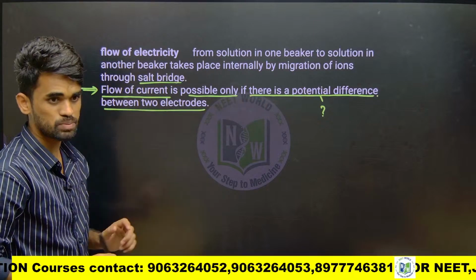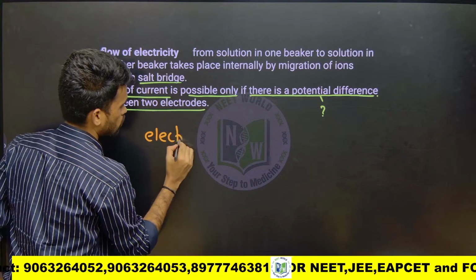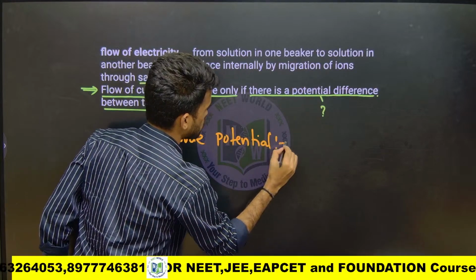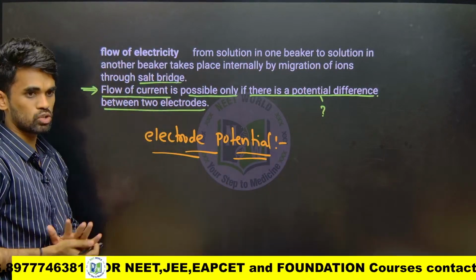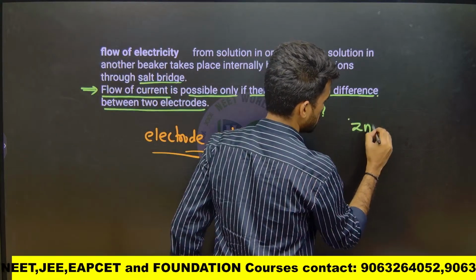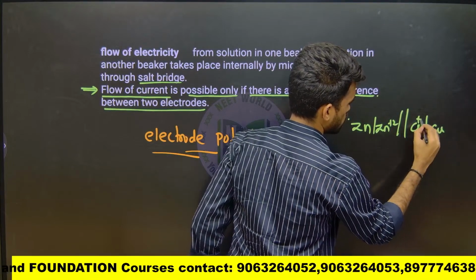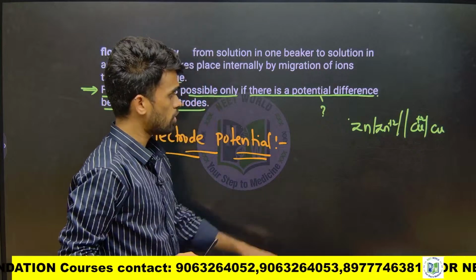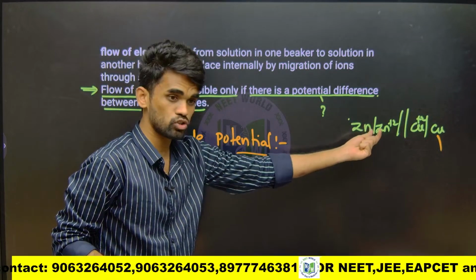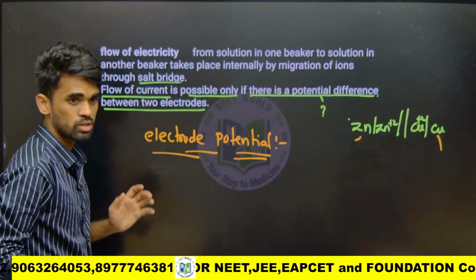In order to understand this potential difference, we need to know about electrode potential. Why do we need to know it? See how you have represented the cell: Zn, Zn+2, Cu+2, Cu. Zinc is one electrode, copper is another electrode. If you know their electrode potentials, then you can find this potential difference. That's why we need to study electrode potential.